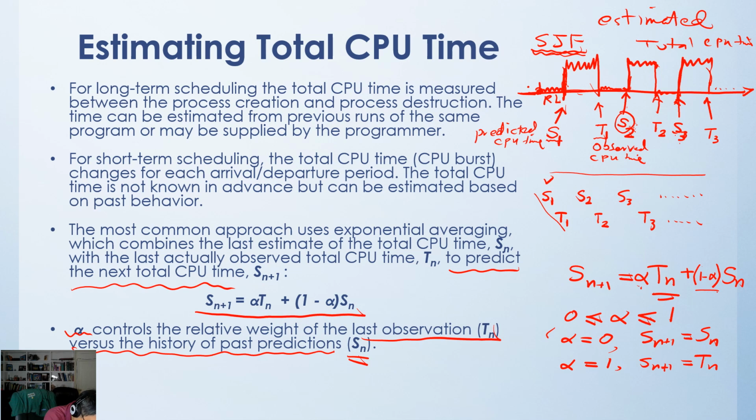Now, these are two extreme cases. Many times we probably use alpha equals 1/2. So Sn+1 has alpha equal to 1/2, and 1 minus alpha is also 1/2. So we're basically going to use the average of the previous observed time and the previous predicted time. This is the value we're going to use to predict the next CPU burst. So that's the way we use it.